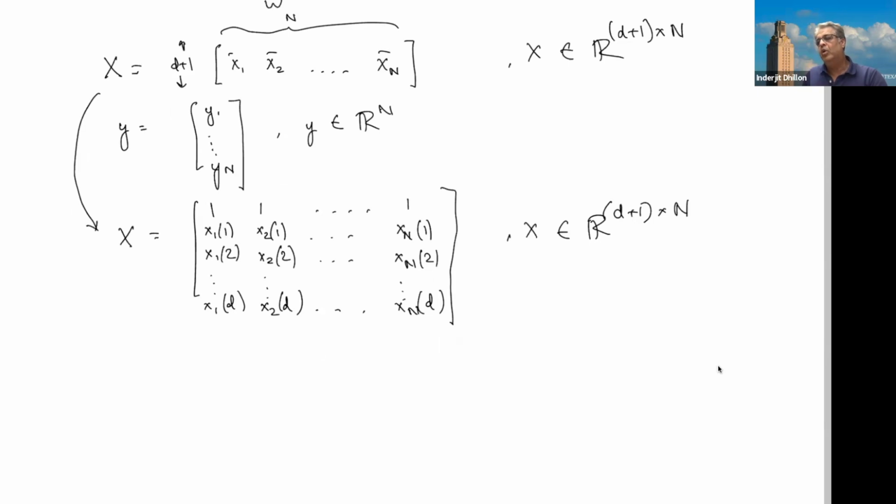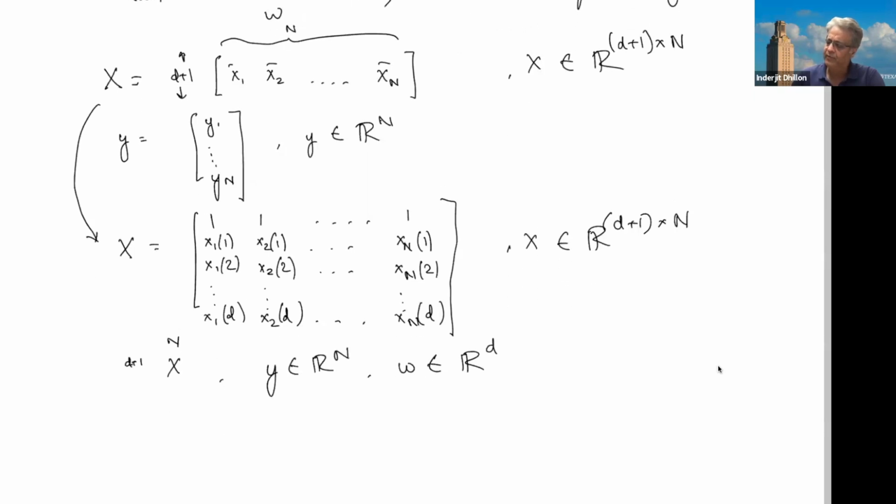So how do I use X, W, and Y? Now I have a matrix X, which I know is d plus 1 by n. I have Y, which is in R^n. And then I have W, which belongs to R^(d+1), because I have w0, w1 through wd.